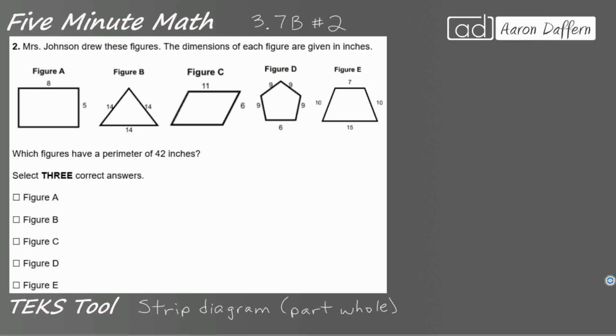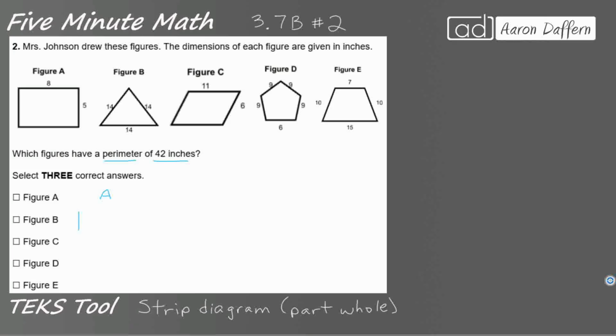So we've got 5 different figures, and we need to find figures that have the perimeter of 42 inches, and there's 3 correct answers here. And so we are going to use a part whole strip diagram to show the relationship of the perimeter as it deals with each of the parts and the whole. So let's start with figure A.